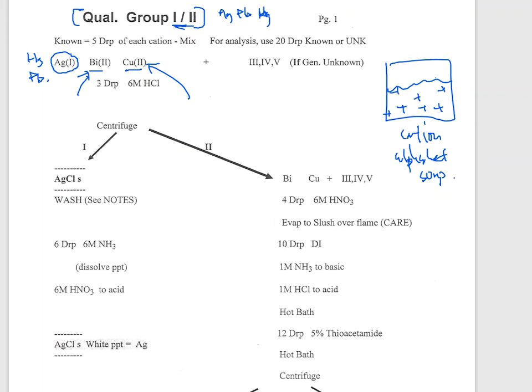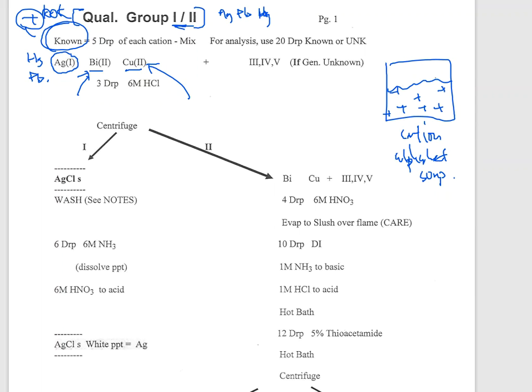So is silver present? If so, how do we know? Is bismuth present? Is copper present? If so, how do we know? And these are the steps that we have to take in order to get there. Up here at the top it says the known, 5 drops of each cation, and you mix them together. The reason we do a known is so that you know what a positive test is supposed to look like. So you know that they're there. You know that they're present. You put them there. You did it. So they should be positive in the test. And it tells you how to do them. 5 drops of each one of these into a test tube, and that is your known.